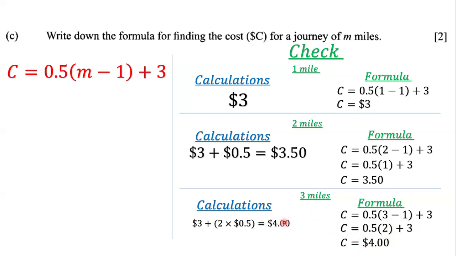And so that means that this formula is accurate. It worked for 1 mile, 2 miles, 3 miles, and it will work for 4 miles, 5 miles, and the list goes on. And so this formula is definitely accurate. And that's the answer for this question.